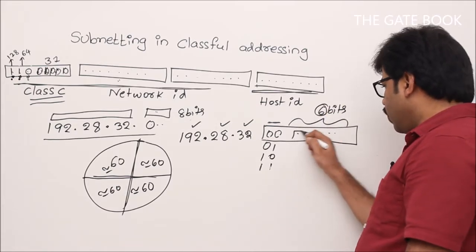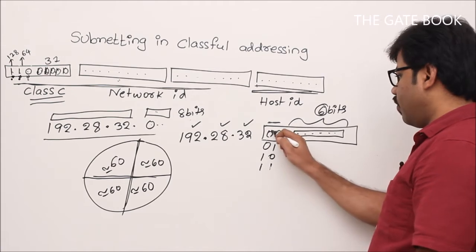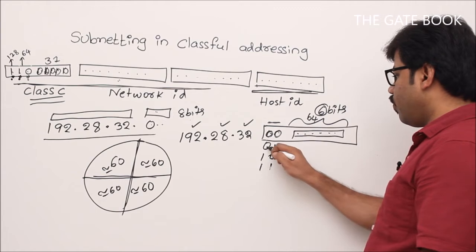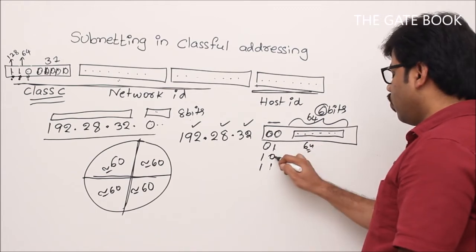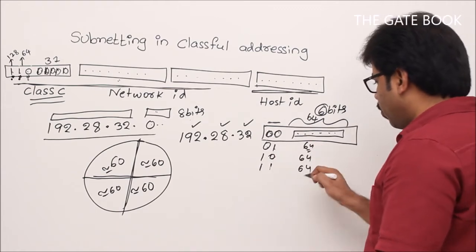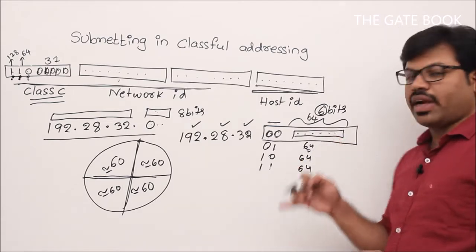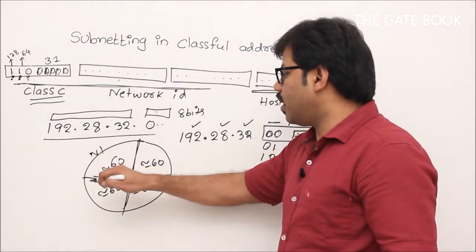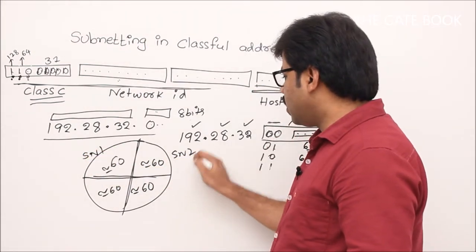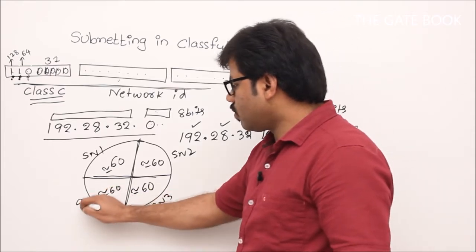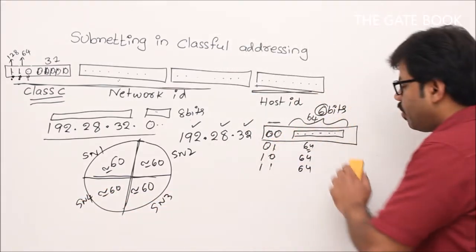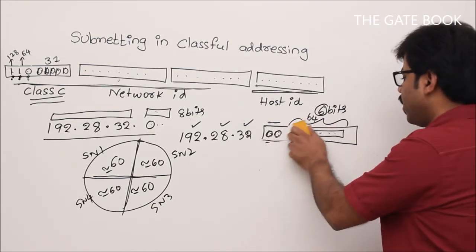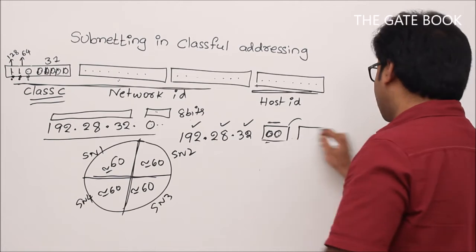So how many patterns can we have with 6 bits? By fixing 0 0, 64 patterns we can have. If I fix 0 1, 64 patterns, 1 0, 64 patterns, 1 1, 64 patterns. So each 64 patterns I can give to one network. It's up to you. Okay, let's say network 1, subnet 1, SN1, SN2, SN3, SN4. Let's take subnet 1. For subnet 1, we give the 0 0 pattern. It's up to us. Then the remaining bits you can vary. That is going to be the host part.